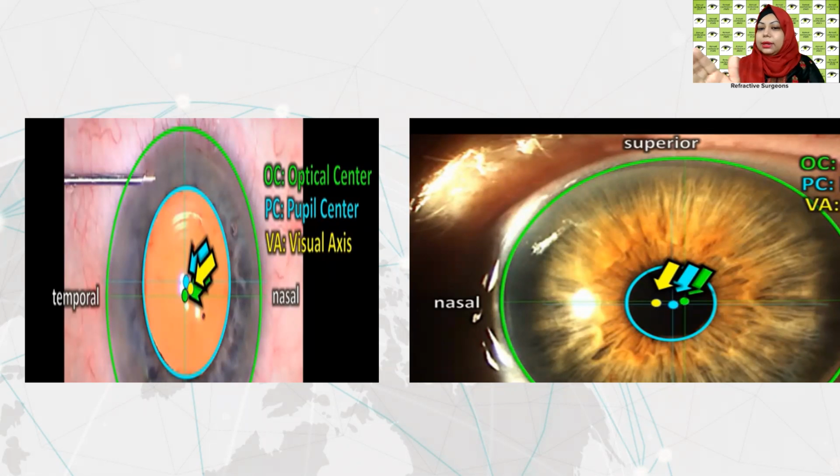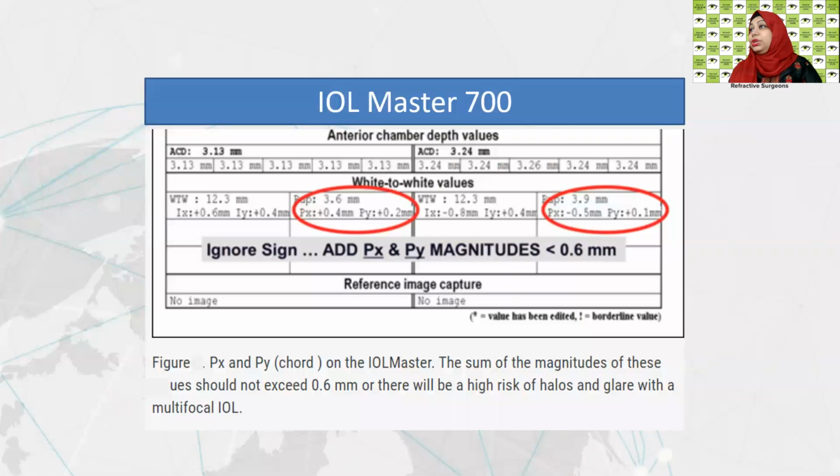How do we know where the angle kappa is more or less? Again, our optical biometry is here to help us. In IOLMaster 700, there is a measurement included. This is the chord. So what we will do is we will just ignore the signs. I'll just make it simple. So the summation of these two values, that is the px and py value, we just need to keep this in mind. If the summation of these values is more than 0.6, this patient will suffer from halos and glare and we should avoid multifocal IOL in these cases.